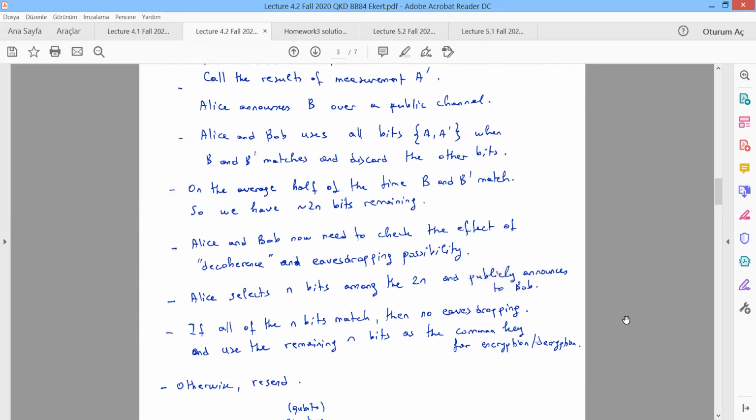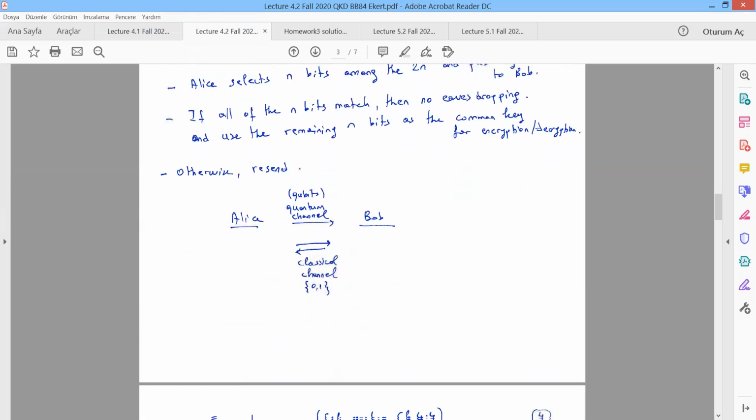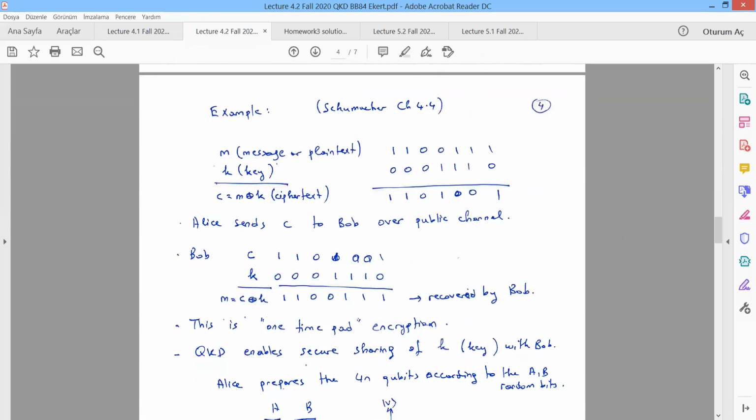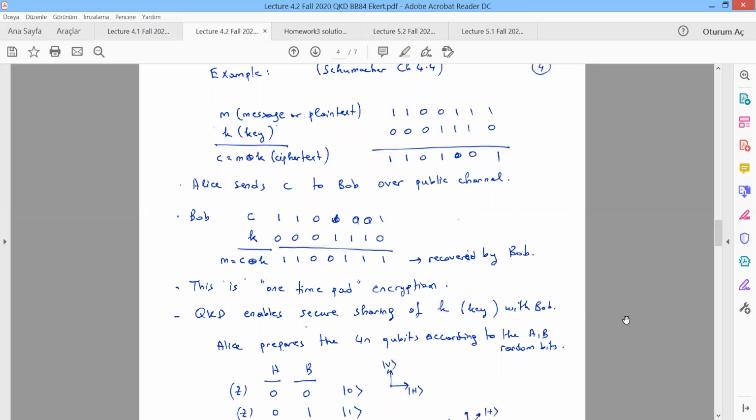It may sound a little complicated, but it's not. I think it's best to illustrate this through an example. I suggest you check a book by Schumacher on quantum information systems. I'm going to send this with email also. I suggest you review chapter 4.4 on quantum key distribution. But one example would make things much clearer.